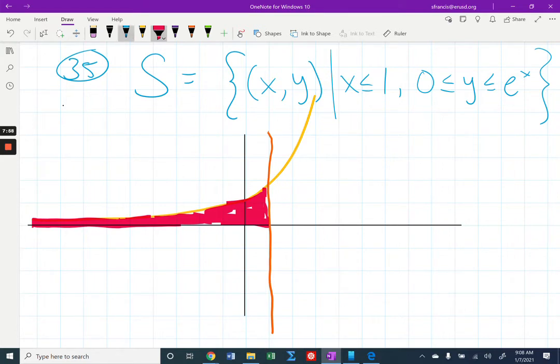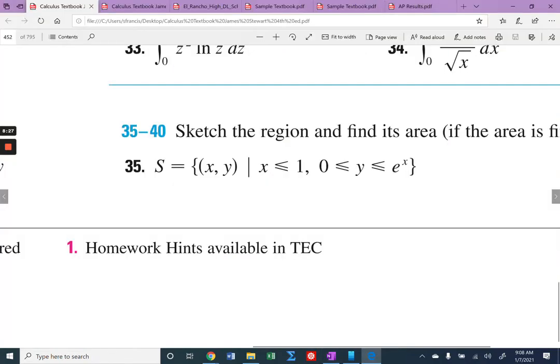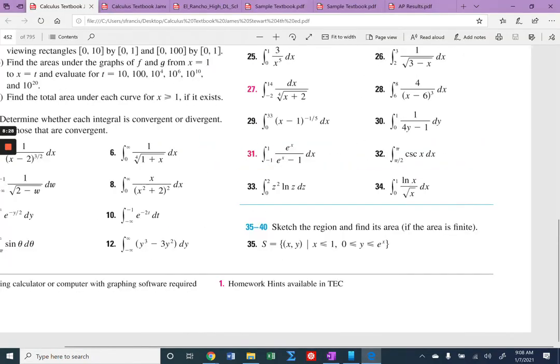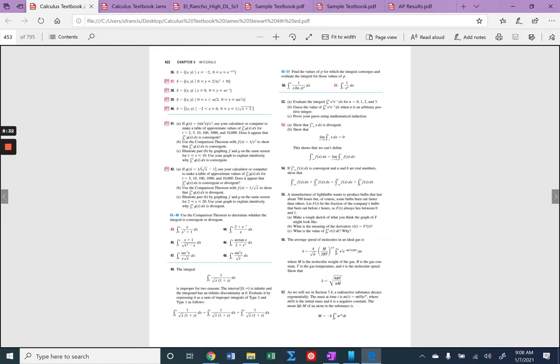So what we're trying to evaluate is the improper integral from negative infinity to 1 of e to the x dx. That's all we're trying to do. S represents the area of all these points. We're trying to find this area. That's all I'm going to help you with for 35. I've described the region. All you have to do is evaluate that improper integral, and you should be able to do that at this point. I'm pausing as if we were in class and you could ask me a question. Of course, you can't.